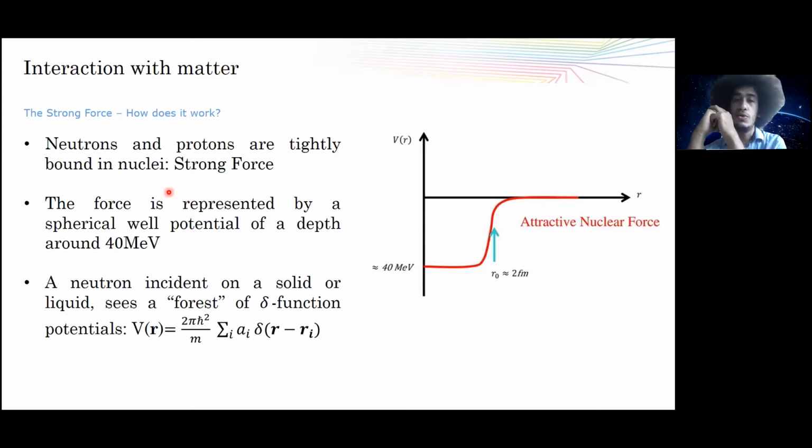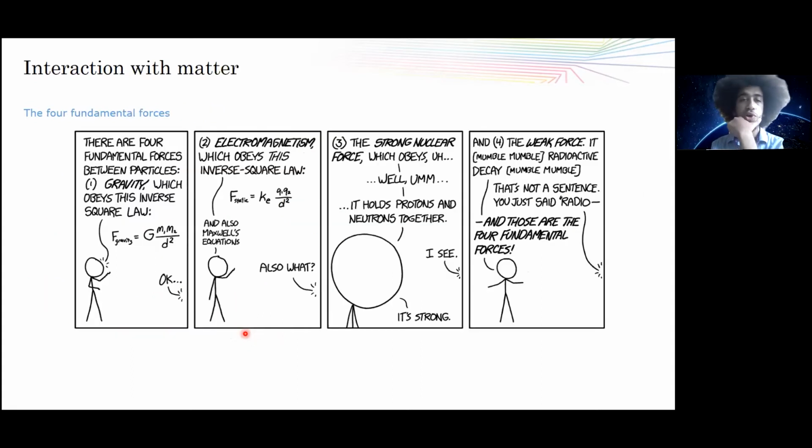And as a reminder, one of the first things mentioned in this series of seminars is that a neutron incident on a solid or on a liquid will see a forest of Dirac delta function potentials, where a_i is the bound coherent scattering length of the nucleus at position i. To sum up these couple of slides, I think I should have just started with this one and moved on to other stuff.